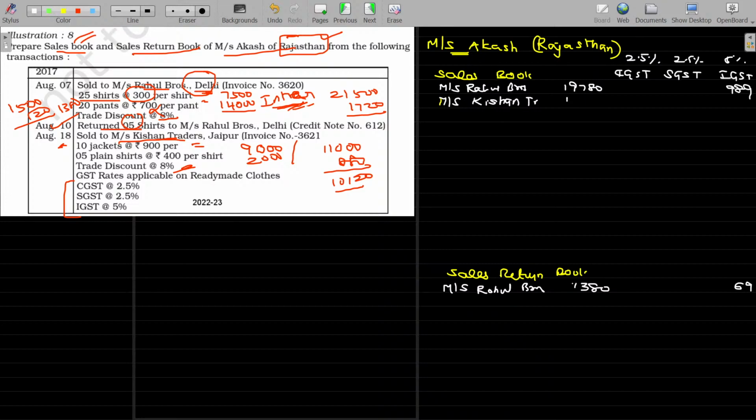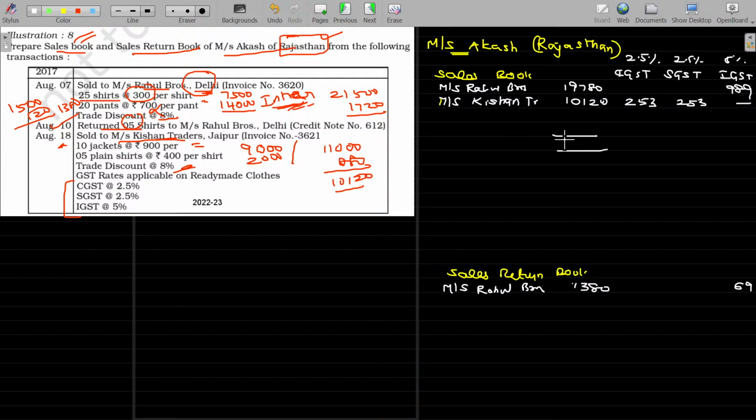Okay. 10,120. This will have a CGST and SGST. CGST and SGST at the rate of 2.5% each. 10,120 into 2.5% being 253. 253 for CGST. Another 253 for SGST.